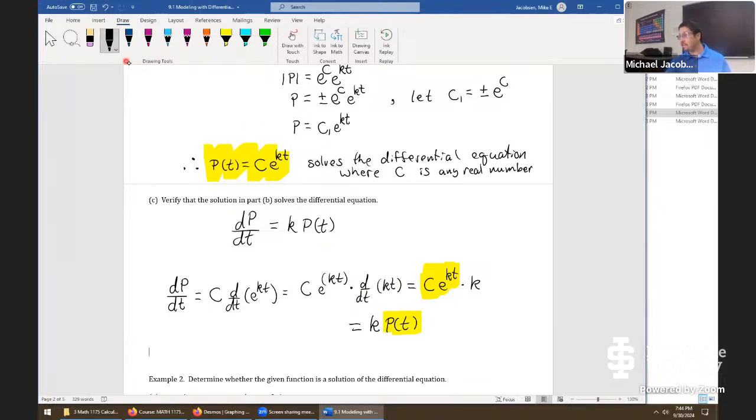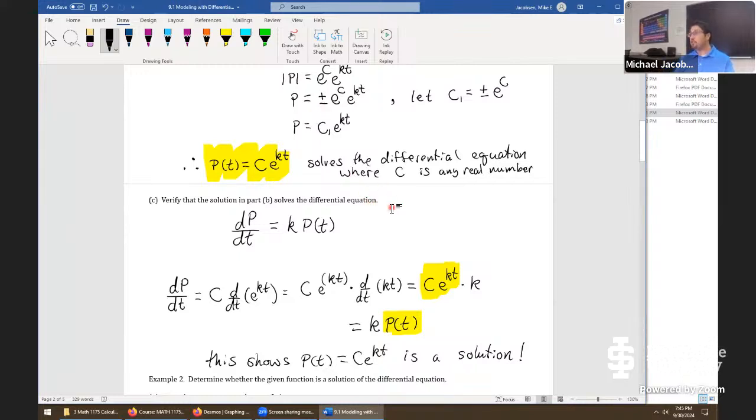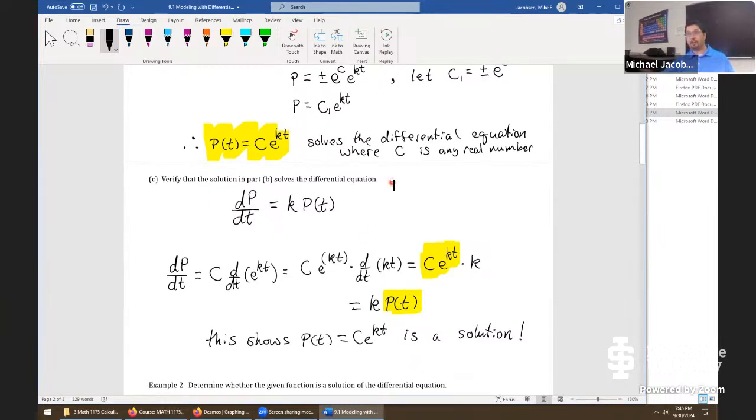And so we can now say, this shows P of t equals C e to the kt is a solution. So we did it, folks. That's the process of finding the solution. We're going to delve into that a lot more in sections 9.3 through 9.5. But what we're mostly doing in section 9.1 is seeing how differential equations get built and testing if we have an actual solution to the differential equation by taking these steps here in part C.